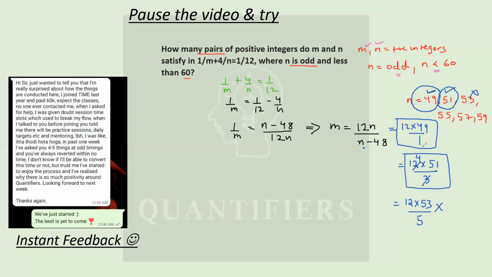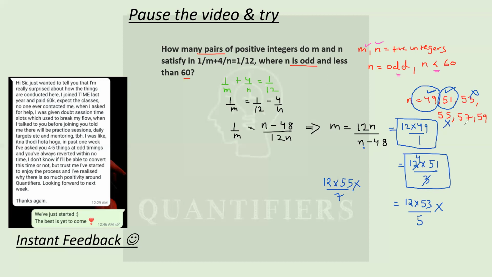Okay, students. Similarly, let's check for 55. So now if I put 55, I'll get 12 into 55 divided by 55 minus 48, that is 7. Now again, in the numerator, you do not have a multiple of 7. So that means this will also not be an integer. So 55 is also not possible.